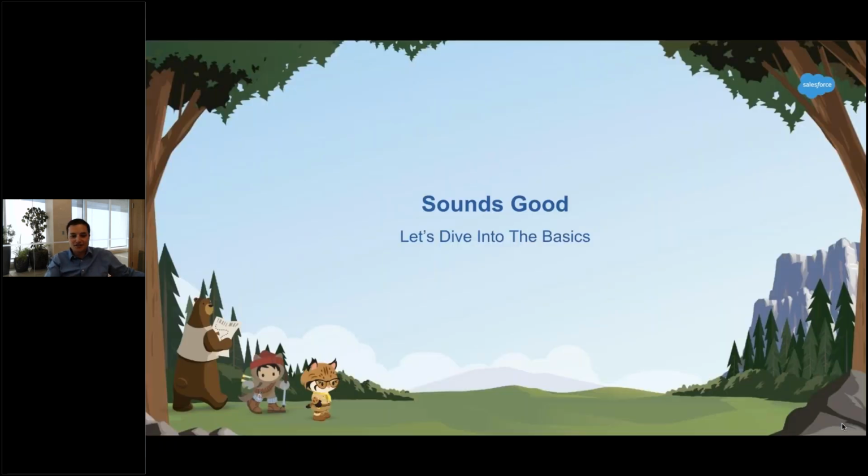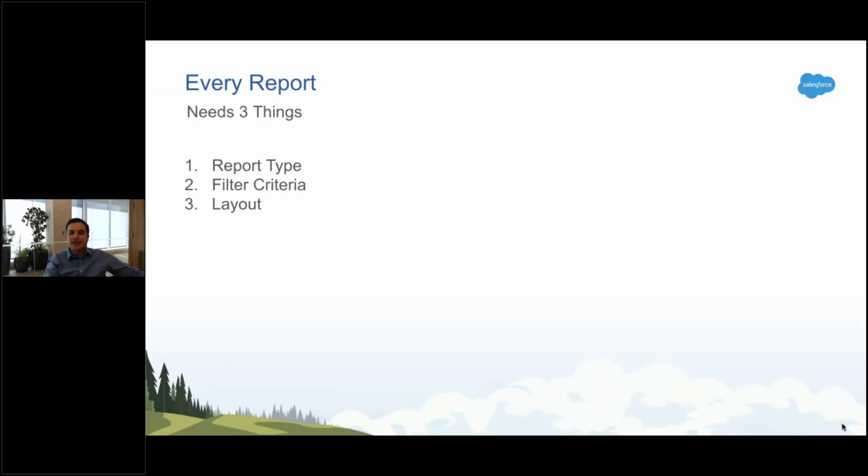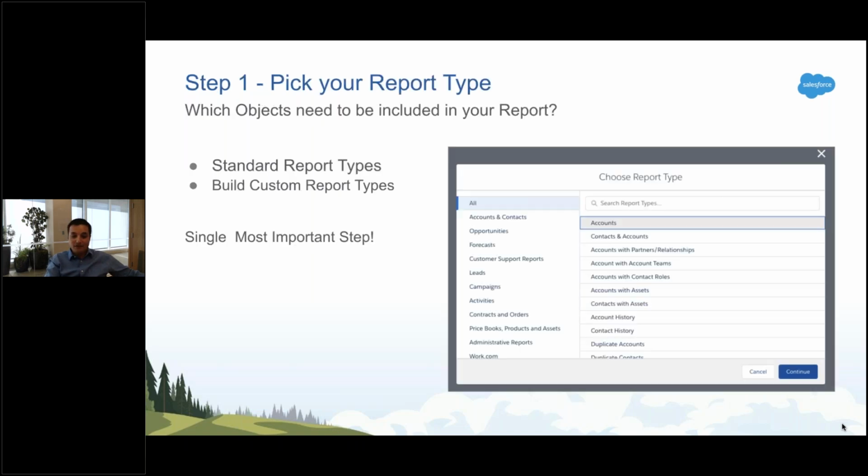All right, so let's just jump into it. Every report has three things: the report type, the filters, and the layout. The report type is the single most important thing, because if you don't pick the right report type, your entire report's pretty much doomed. So the report type is, what records am I reporting on? Salesforce has a bunch of tables, and a bunch of these tables have different links to other tables. So this is you picking the right set of tables you want in this report.